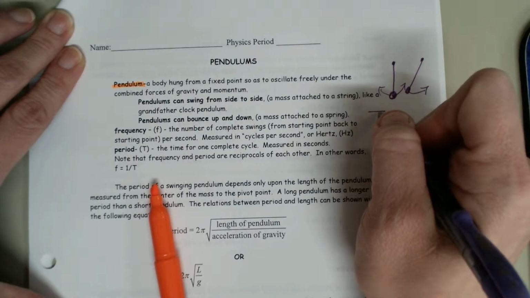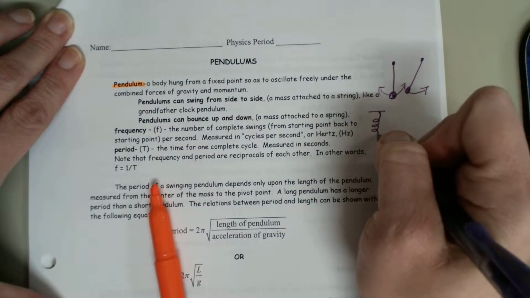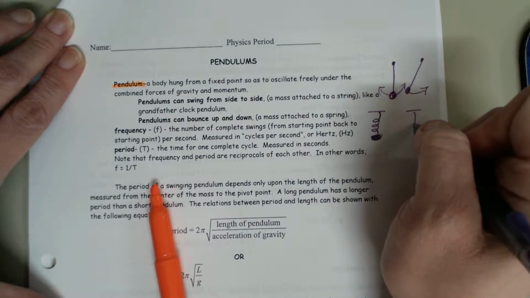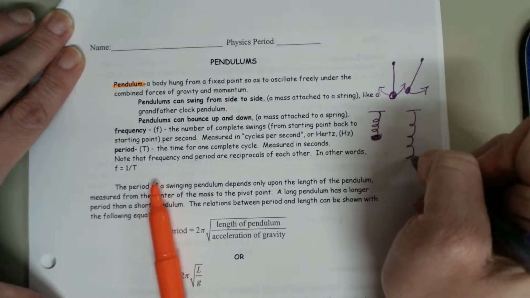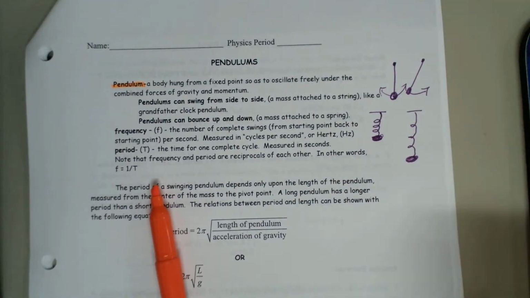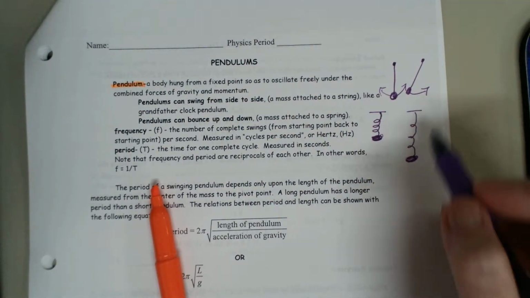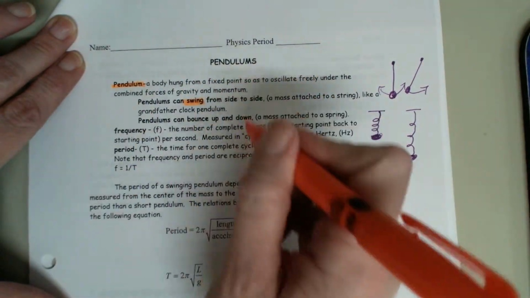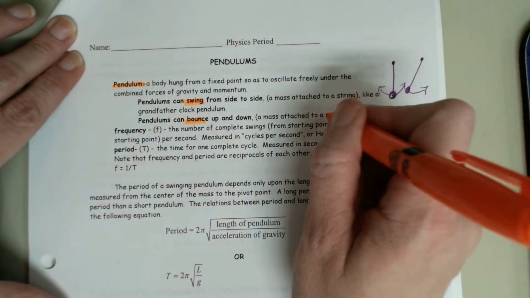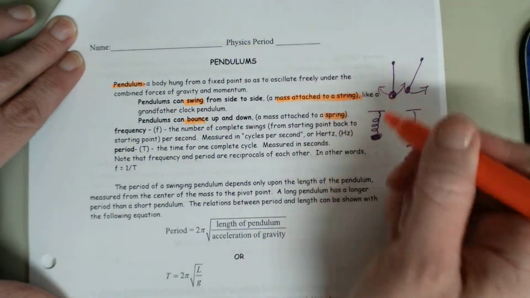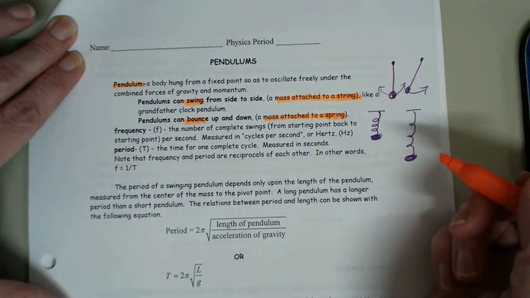a spring that has some mass on it, that can then bounce and stretch. So it can be something that swings back and forth or something that bounces up and down. So it can swing or bounce, which is a spring. So you can have a mass attached to a string or a mass attached to a spring.